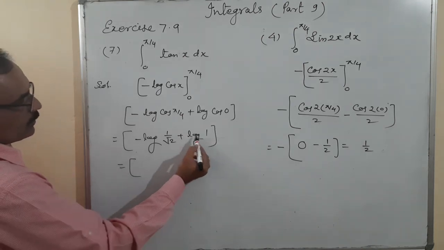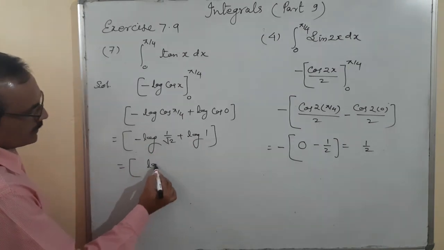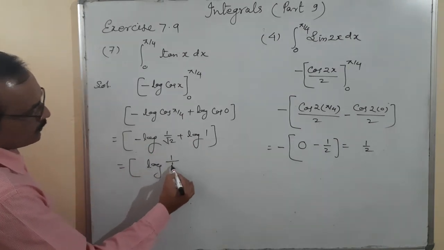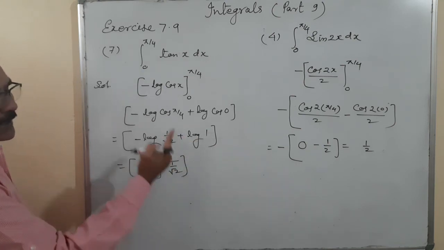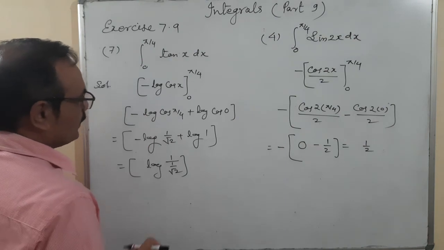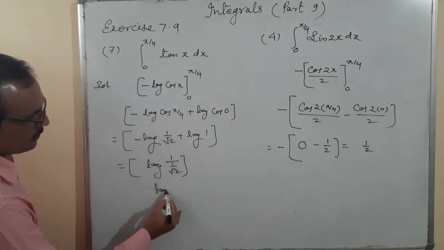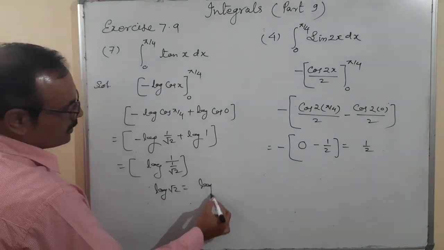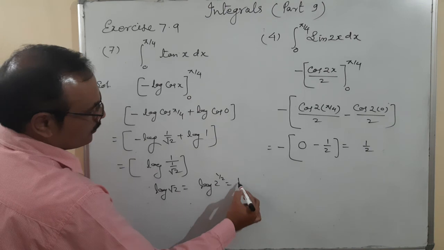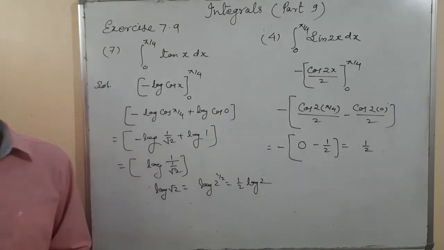Log rule: log m minus log n is log m upon n. So I write here log 1 upon root 2, log m upon n. Okay, so this is coming here log root 2, and log root 2 can be written as log 2 to the power 1 by 2, that is 1 by 2 log 2. Okay, 1 by 2 log 2.